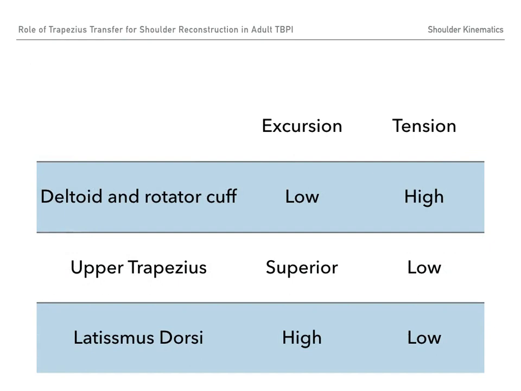The basic principles of tendon transfer are difficult to apply to the shoulder due to complex polyaxial shoulder motion, but they should be considered in performing shoulder tendon transfer. This table shows the excursion and tension of shoulder muscles and possible muscles for transfer. Deltoid and rotator cuff have low excursion and high tension. Upper trapezius has superior excursion and low tension. Latissimus dorsi has high excursion and low tension.